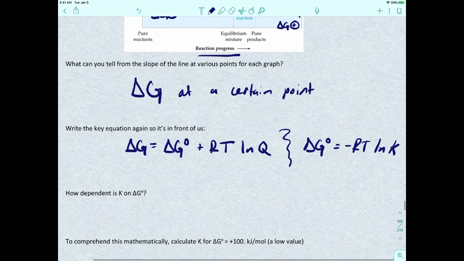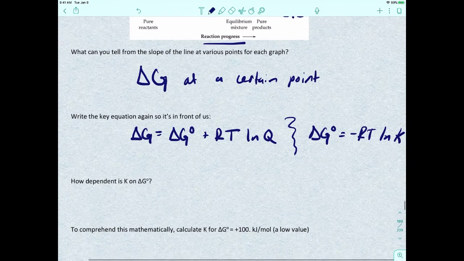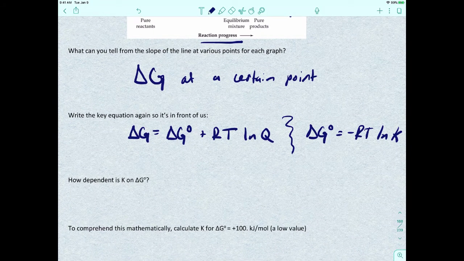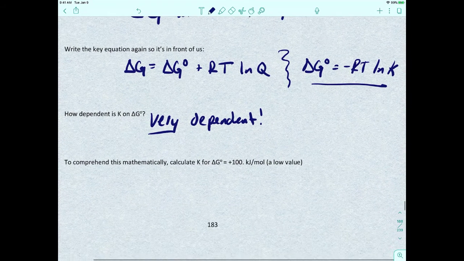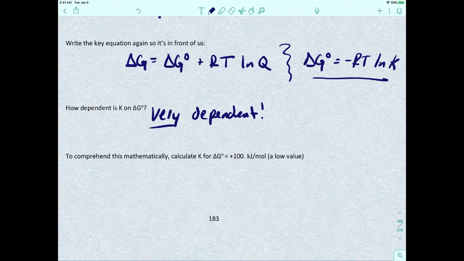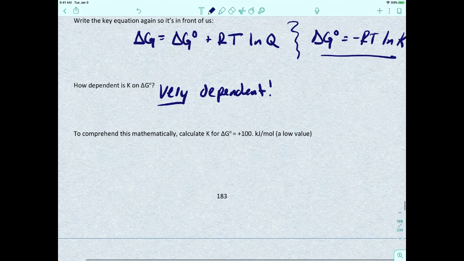All right. Now, how dependent is K on delta G standard state? Well, looking at this equation, T should be constant because you're not changing the temperature for the reaction. R is a constant, so that means that K has to depend on delta G standard state. So it's very dependent. Extremely dependent. To comprehend this mathematically, let's calculate K for when delta G at standard state is equal to 100 kilojoules per mole. Let's try this out.